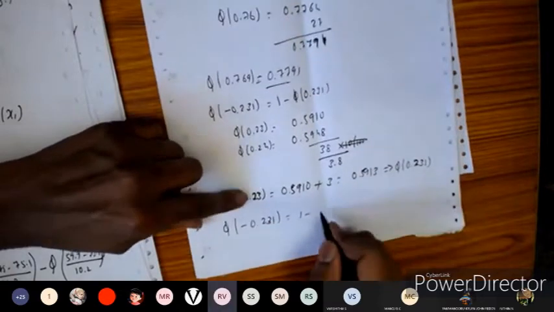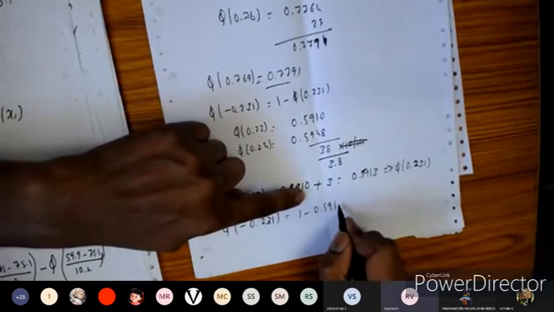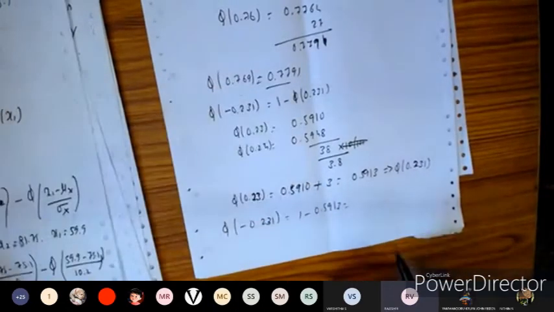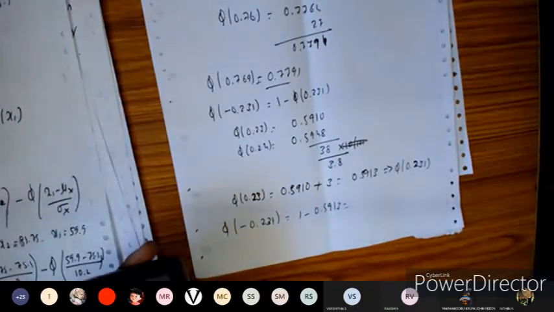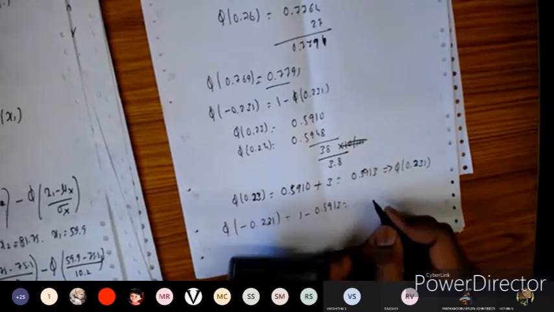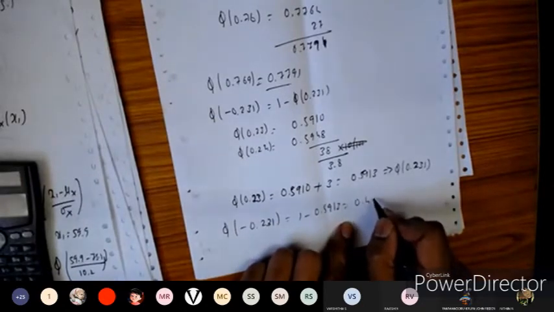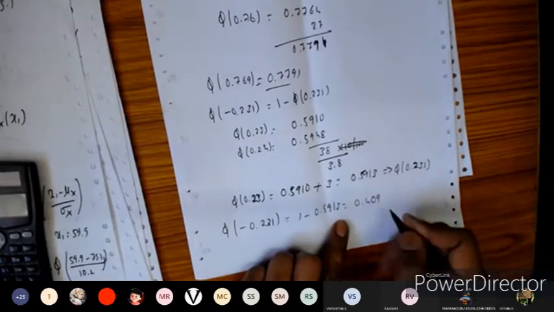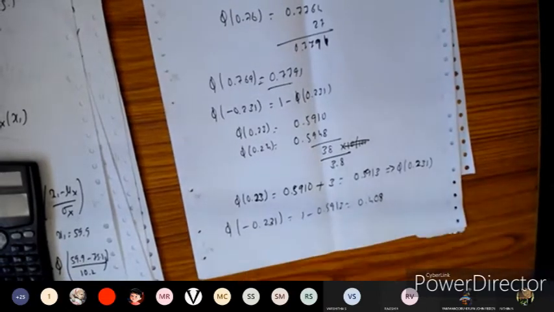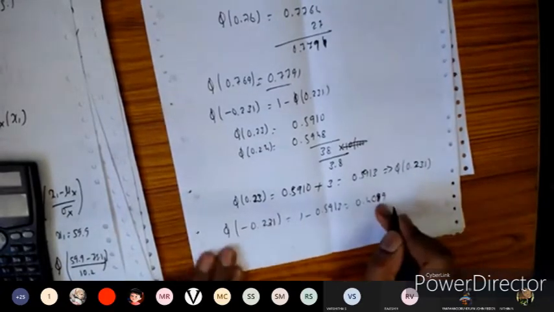So this is 1 minus 0.5913. Any doubts? So how much do you get? 1 minus 0.5913 will become equal to 0.409. 409 we will get. Okay, good. So we'll get this one here.